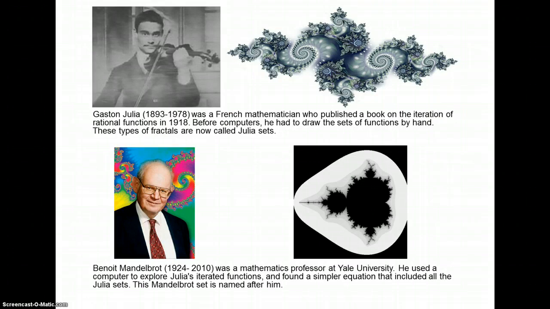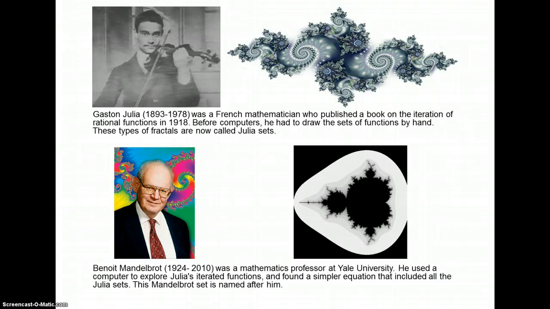Gaston Julia was a French mathematician who published a book on the iteration of rational functions in 1918. Since this was way before computers, he had to draw the sets of functions by hand, and these types of fractals are now called Julia sets. You can see an example of a curly Julia set at the top of the page here.